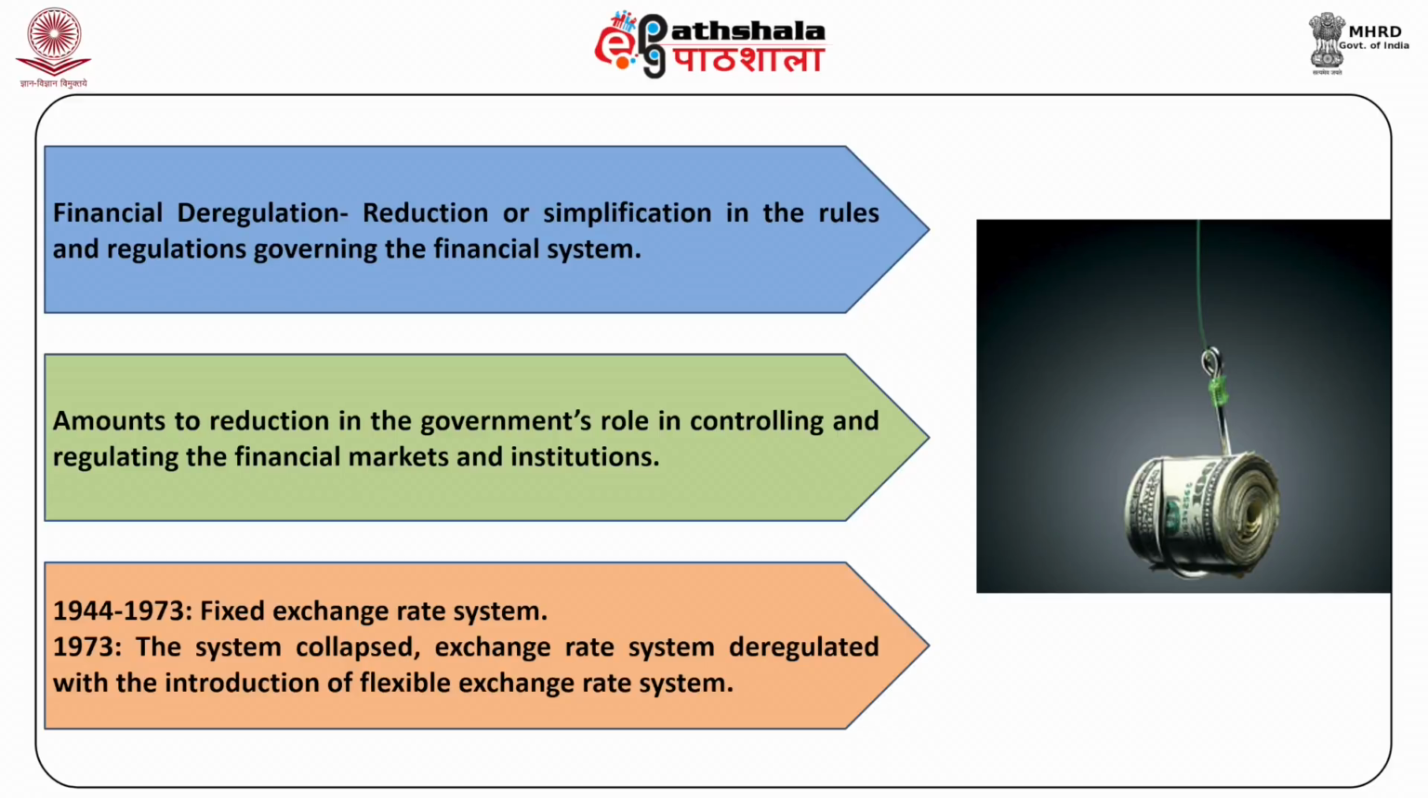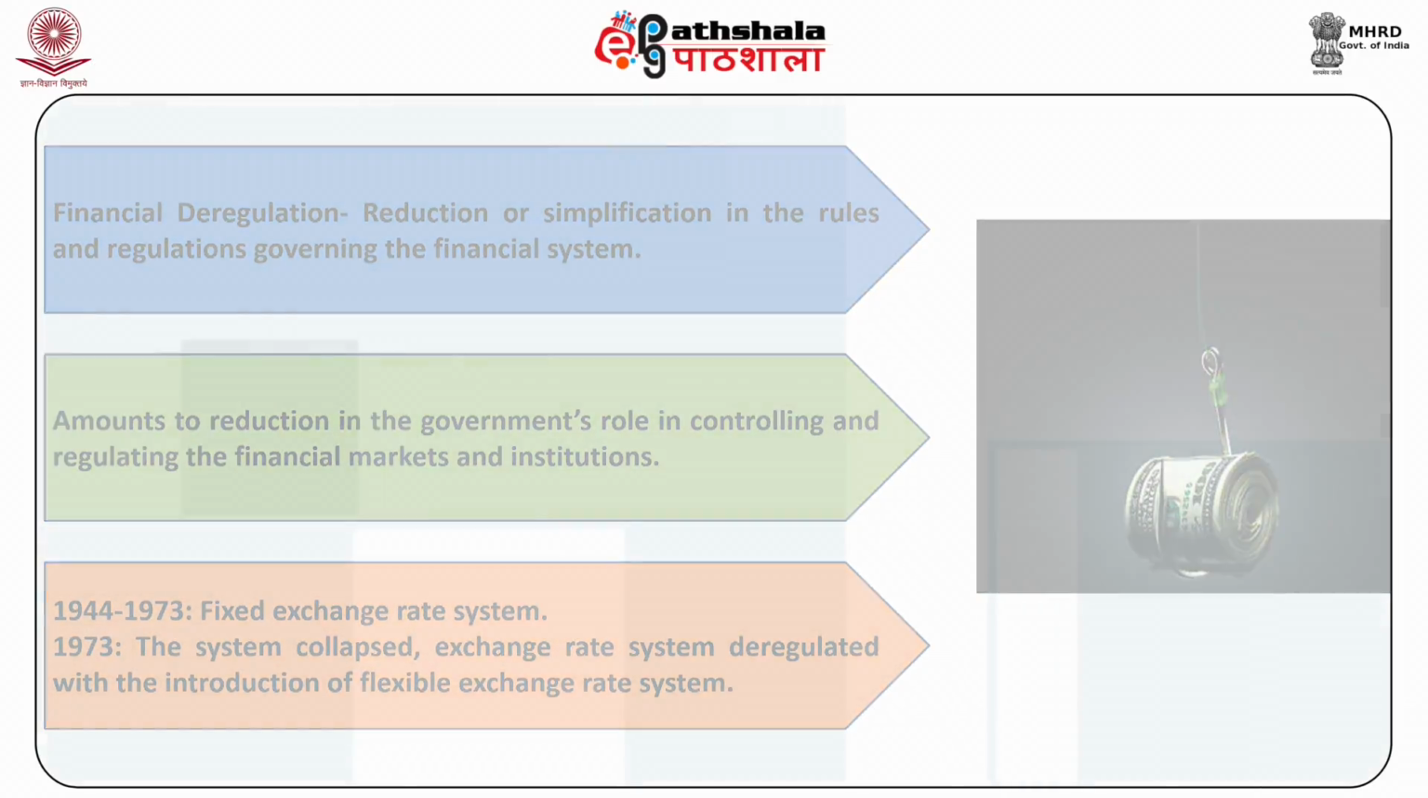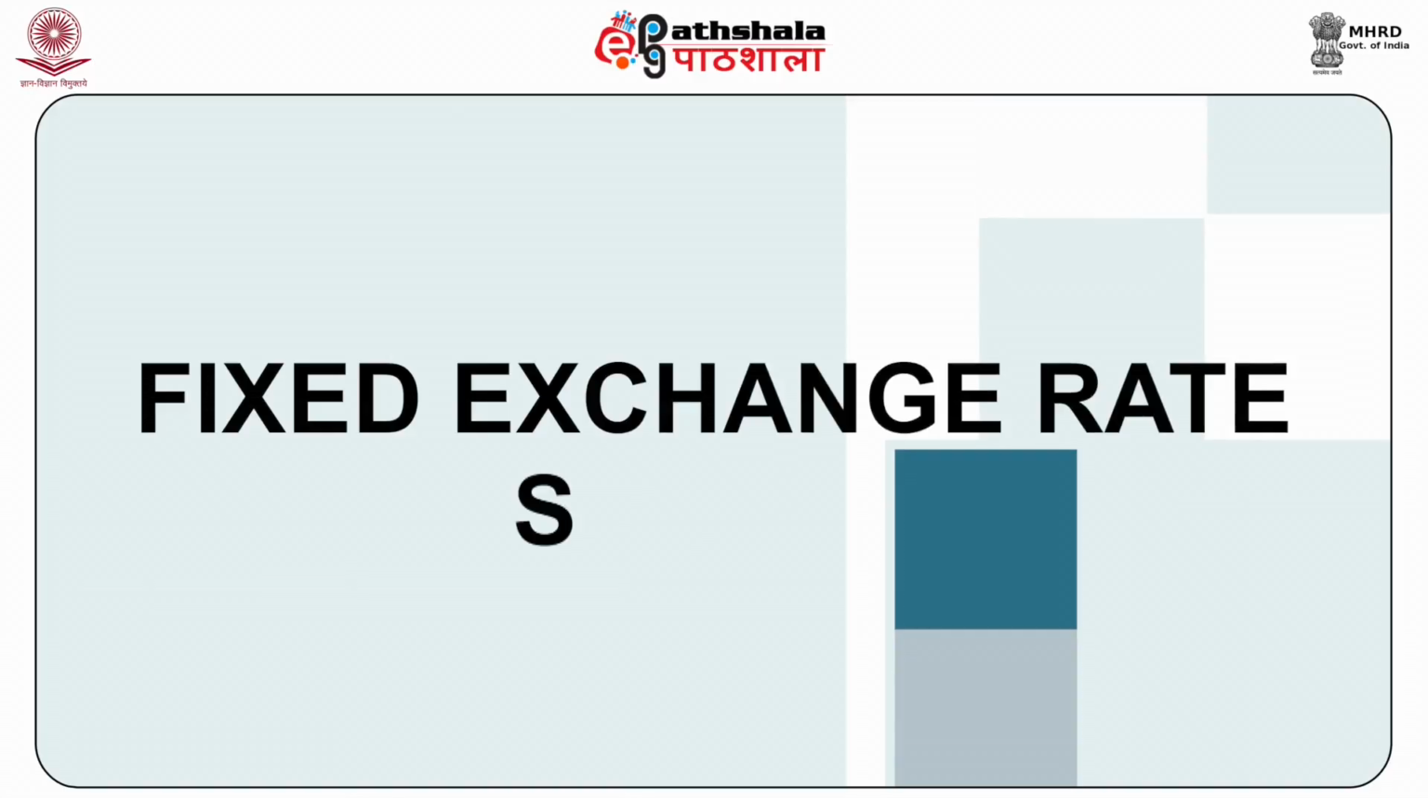After the Second World War, the fixed exchange rate system was prevalent whereby a currency's value was fixed against the value of US dollar. This system collapsed in 1973, after which the flexible exchange rate system replaced the fixed exchange rate system. Fixed exchange rate system.